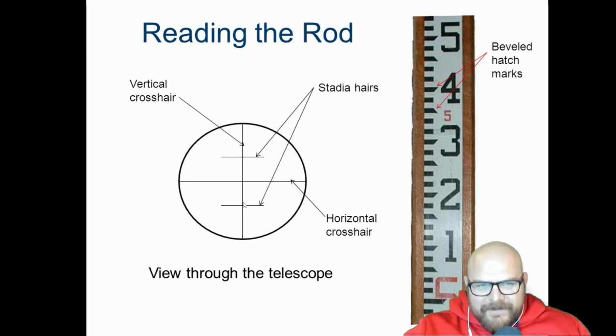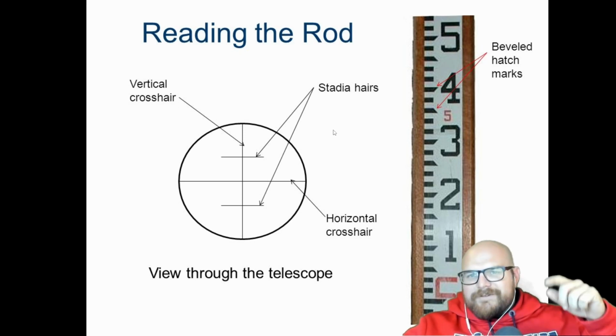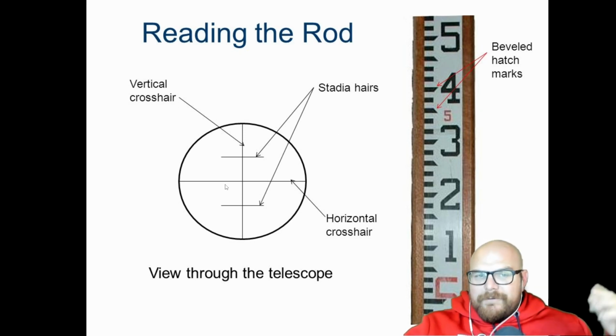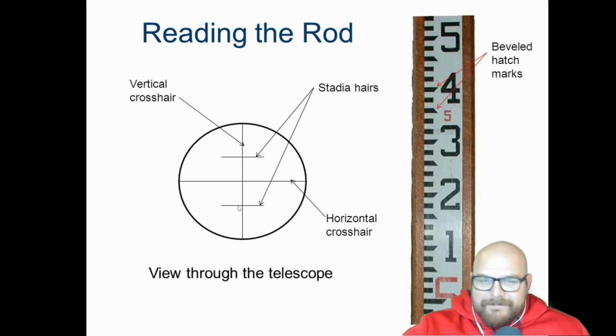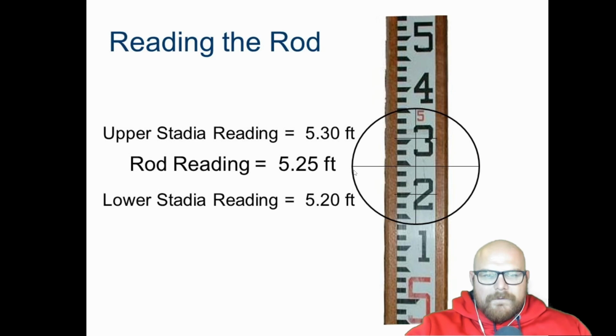So if you read 5 feet here and 6 feet there, that instrument is 200 feet away. If you read half of a foot, so you read 5 at the bottom and 5.5, that's going to indicate it's half a foot, so you're 50 feet away. So there's a little bit of math that we can do with that. These would be the readings, some examples of that stuff.